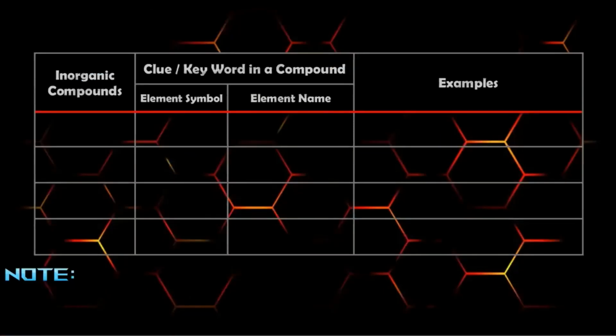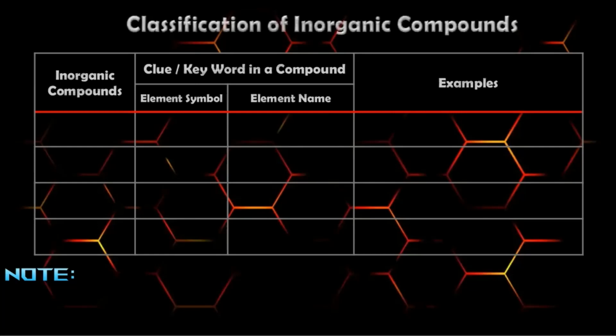Now, the question here is, when can we say that the given chemical compound is an example of acid, base, oxide, or salt? For us to answer that question, let's familiarize these keywords or clues of each inorganic compound. We have here acid, base, oxide, and salt. Let's talk about acid compound first.